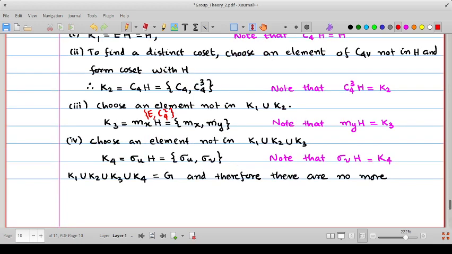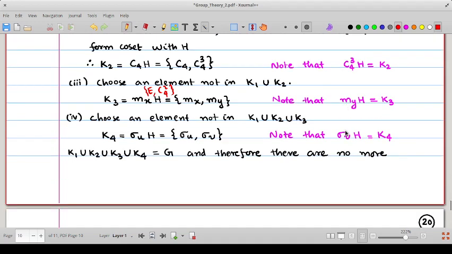We can also convince ourselves, by taking the product of My with H, to see that that is exactly equal to K3. So we haven't yet exhausted all the elements of the group C4V. In fact, we have considered E, C4 square. Then from K2 we have C4, C4 cube. Then from K3 we have Mx and My. So there are two more elements remaining in this group C4V.